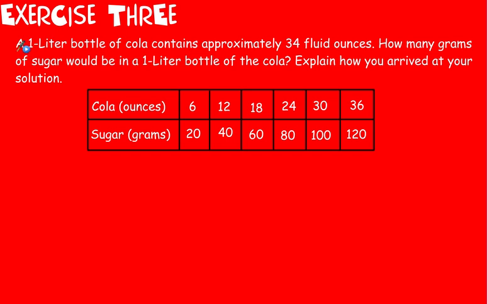All right, and then we're going to look at this 1 liter bottle of cola that contains 34 fluid ounces. I want to know how many grams of sugar would be in that liter of cola. Okay, well, if I look here and I make this table, I know that I don't have 34 fluid ounces, but I know that it's somewhere between 30 and 36. So my grams of sugar should be somewhere between 100 and 120. So this is where the double number line is going to help us out a little bit.